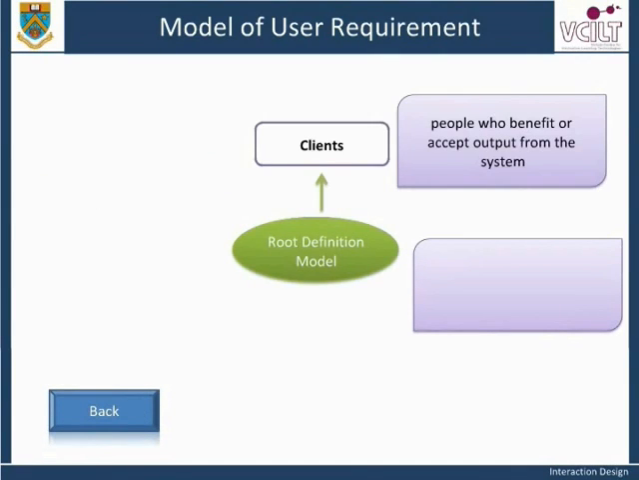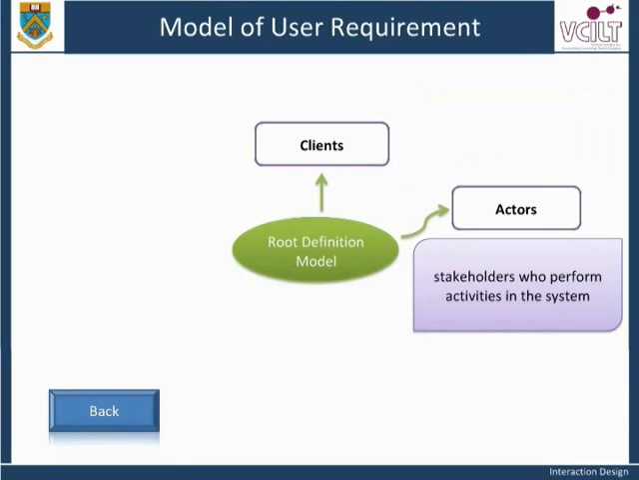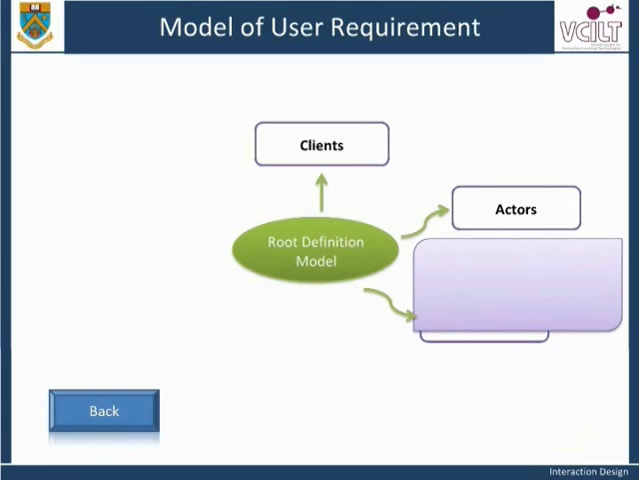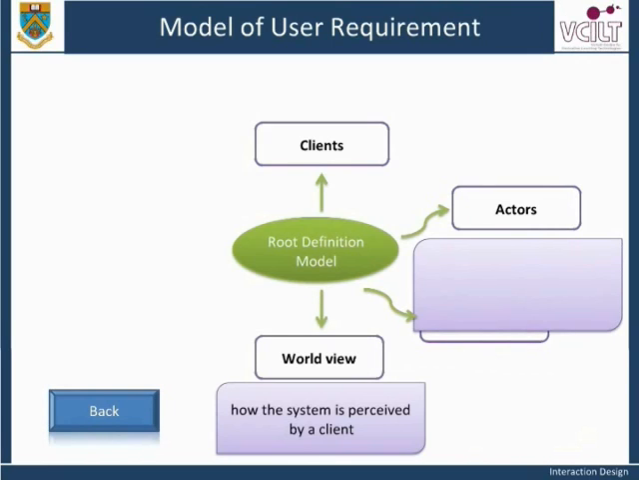Clients, people who benefit or accept output from the system. For example, in our restaurant, the clients may be the diners, who benefit from the restaurant nutritionally and receive output from the system by way of a bill. Actors, stakeholders who perform activities in the system, for example, the waiters and chefs in the restaurant. Transformations, what changes the system performs on things in the environment. Worldview, how the system is perceived by a client.